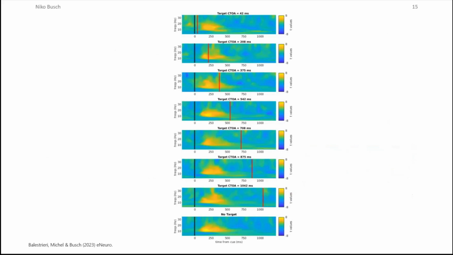So this is alpha lateralization shown separately for the different conditions depending on the temporal interval between cue and the target. And the most important panel is actually down here. That's a condition with just the cue and never any target.